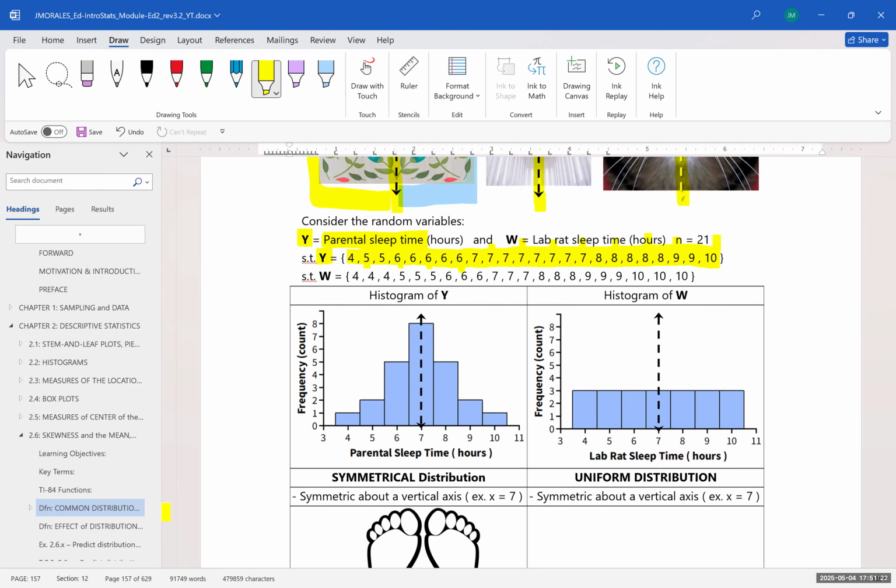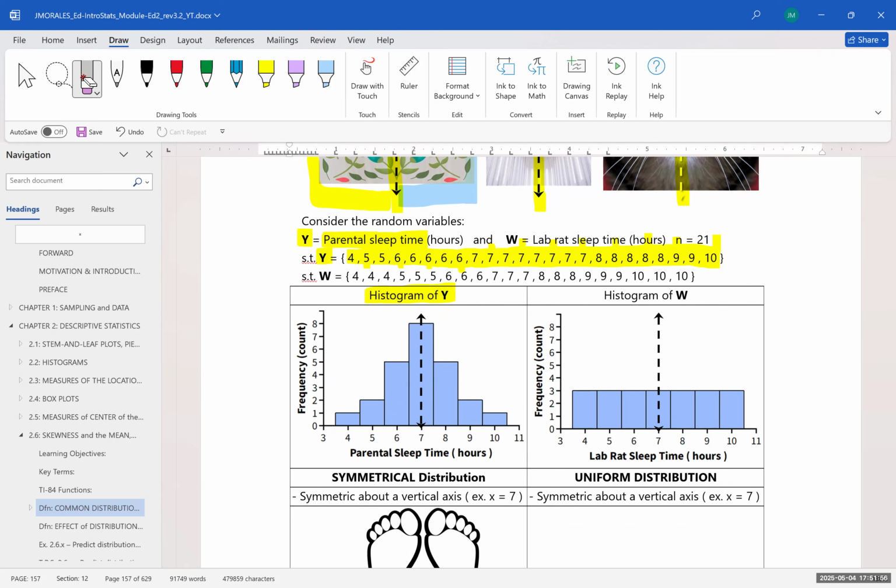Now, if you take that data and graph it, you get a histogram. Down below, this is a histogram of parental sleep time. You'll see that it has a distribution shape as well, something like that, and it has a line of symmetry right down the middle. It's the same on the left-hand side as it is on the right-hand side.